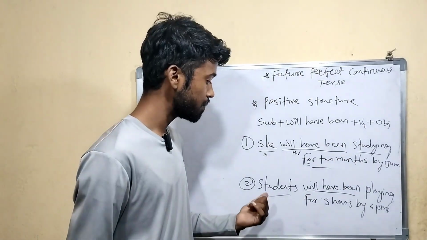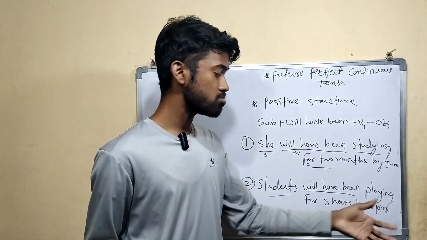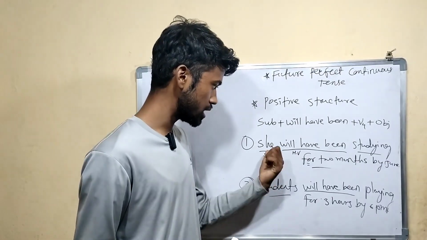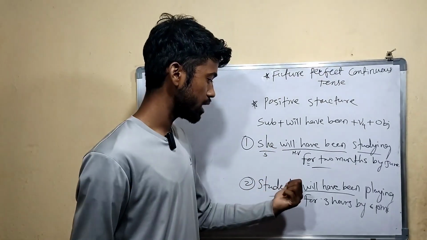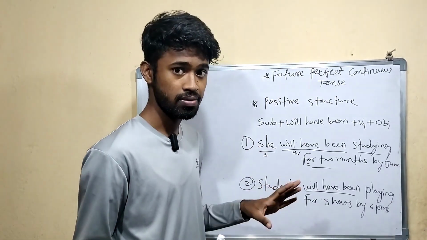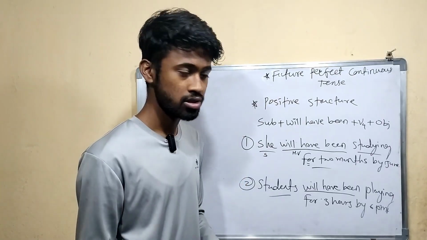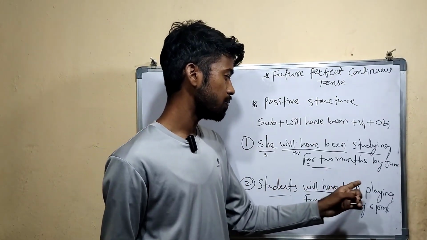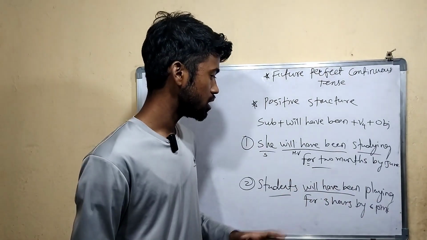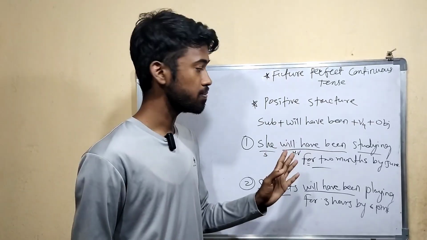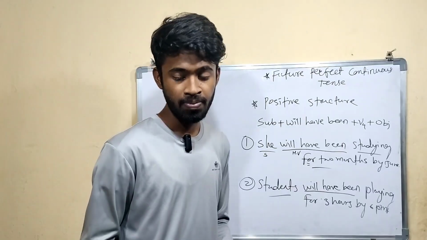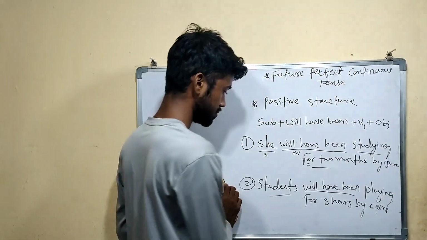Now see another example. Students will have been playing for 3 hours by 6 p.m. Now students is a plural subject, while here it was a singular subject. The same helping verbs we have to use, because there is no difference for singular and plural subjects here. So this is the second example. You understood these two examples and this structure: subject plus will have been plus fourth form of verb plus object.